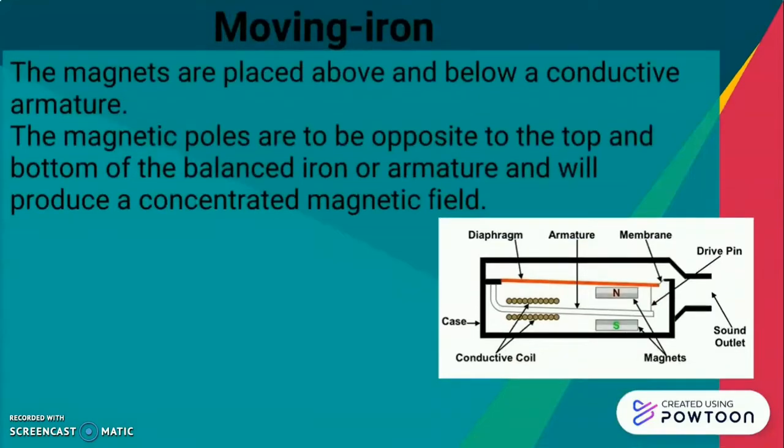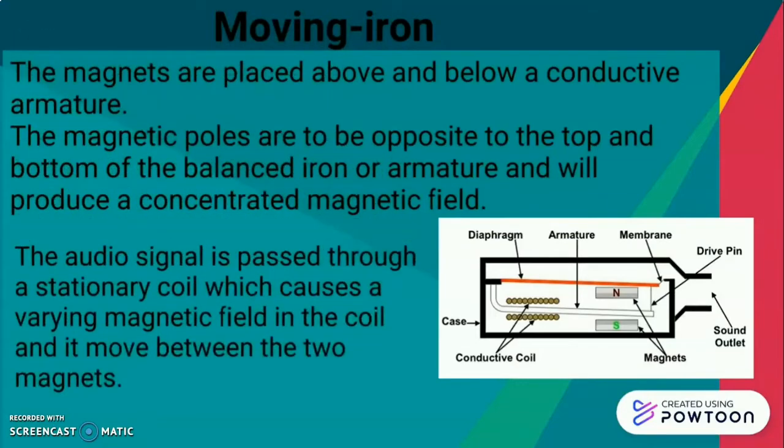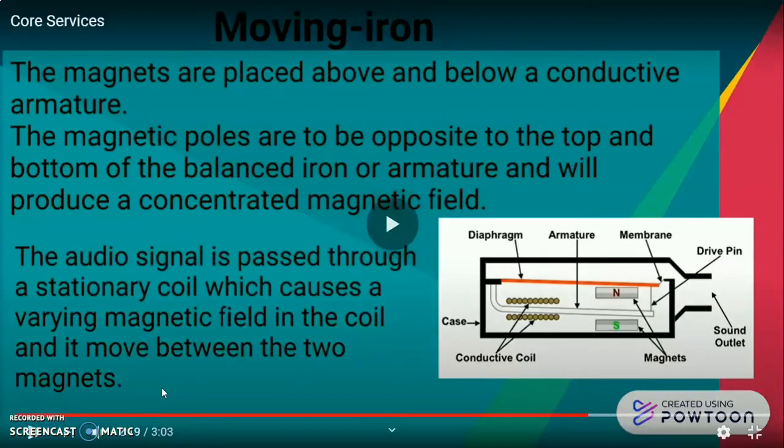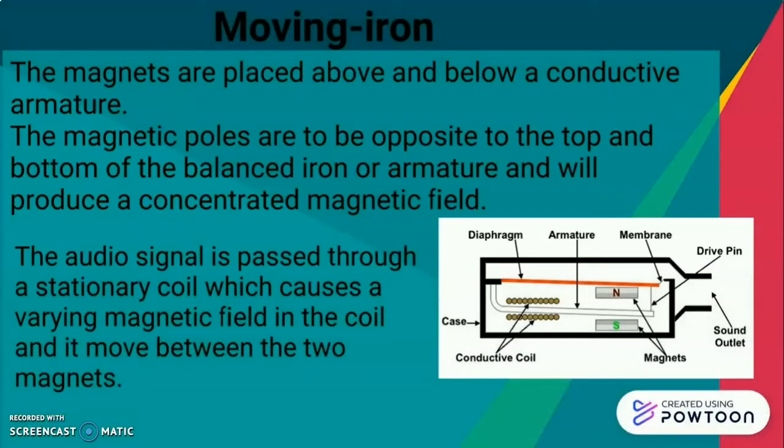The magnets are placed above and below a conductive armature. The magnets are opposite to each other at the top and bottom of the balanced iron armature and produce a concentrated magnetic field. The audio signal is passed through a stationary coil, which causes a varying magnetic field in the coil, and it moves between the two magnets.